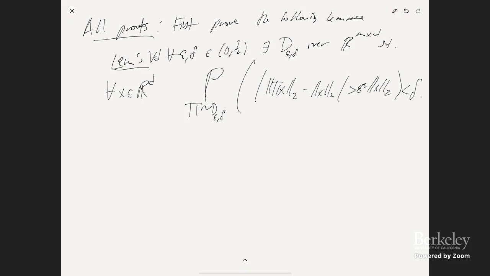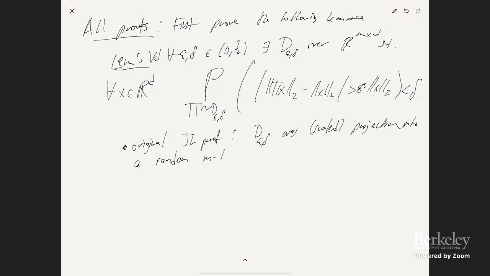The original JL proof of this lemma, for d, epsilon, delta, was a scaled projection onto a random m-dimensional subspace of R^d. But there's been more work, and we'll talk about that, in devising other distributions that give the same result.